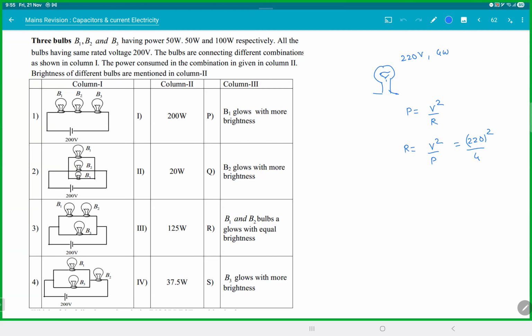Let's get this. So we have 3 bulbs, 50, 50, 100. All have the same rated voltage, 200. Bulbs are in different combinations. The power consumed in the combination is what?